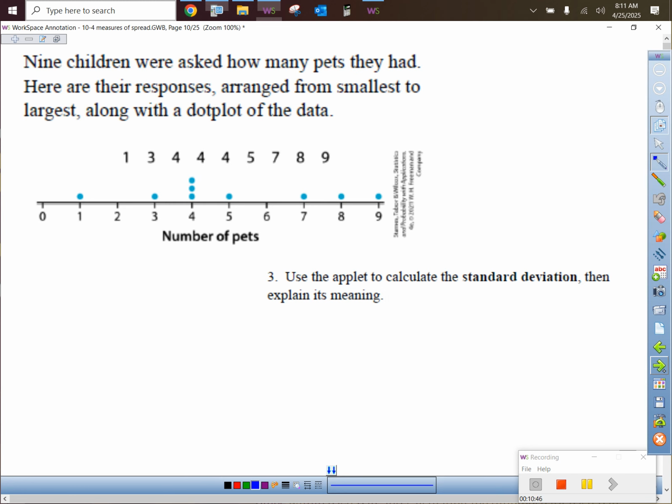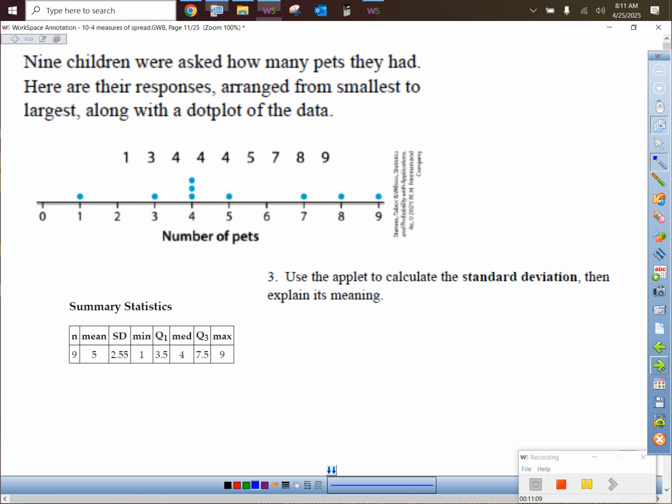Here's another one. They say 9 children were asked how many pets they had. They're like, hey, how many pets you got? Here are their responses, and then they put it into a dot plot. I'm not going to make you copy and paste this data into an applet. Do you understand how to do that? You would copy and paste it. They say find the standard deviation. Boom. I put it into the applet.